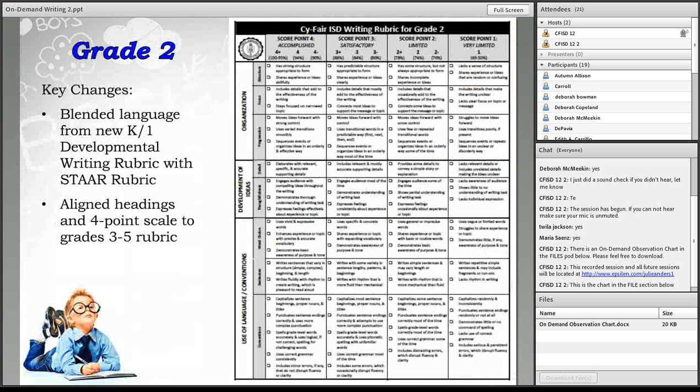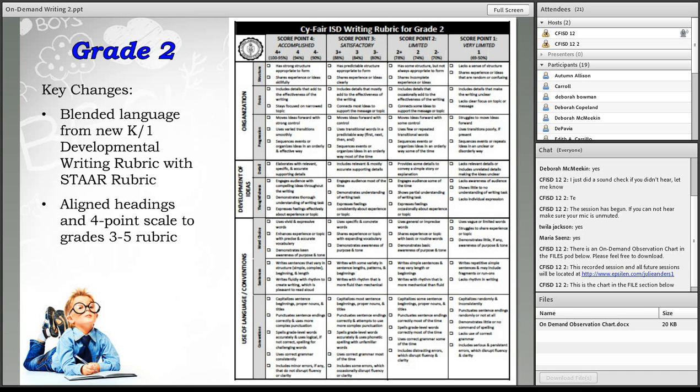And here's the final grade 2 rubric, and it's in the district progress monitoring materials, both the student and the teacher booklet. As I've mentioned before, we blended language from the K1 developmental writing rubric along with STAR. And we've made this rubric for grade 2 pretty generic, so it can be used with any kind of writing. As you may recall, STAR has a separate rubric for personal narrative along with a separate rubric for expository. They share a lot of similarities. However, when you get into the particular form of writing, there are some differences. So this one is really more encompassing.